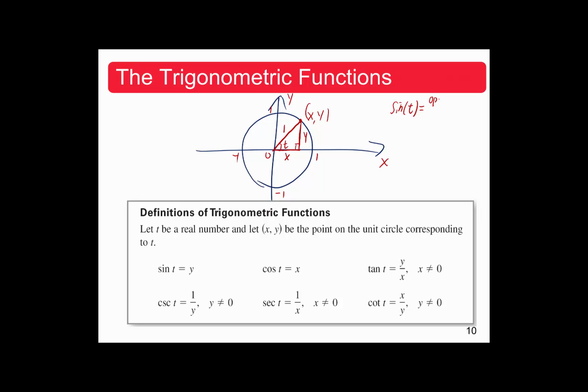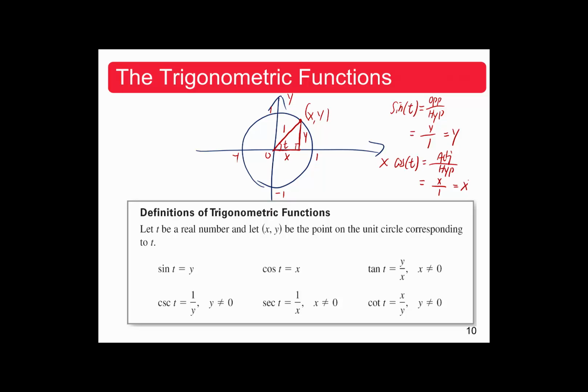Opposite over hypotenuse. So it's going to be opposite y over hypotenuse 1. So sine t equals y. Cosine t is adjacent over hypotenuse. So adjacent is x over hypotenuse. Adjacent of the angle t is x. Hypotenuse of angle t, that's 1. x over 1 gives us x.